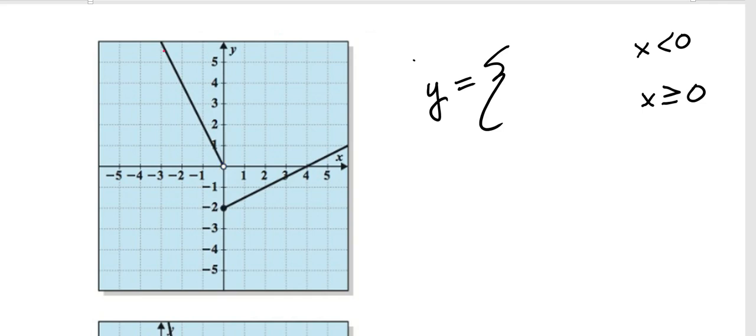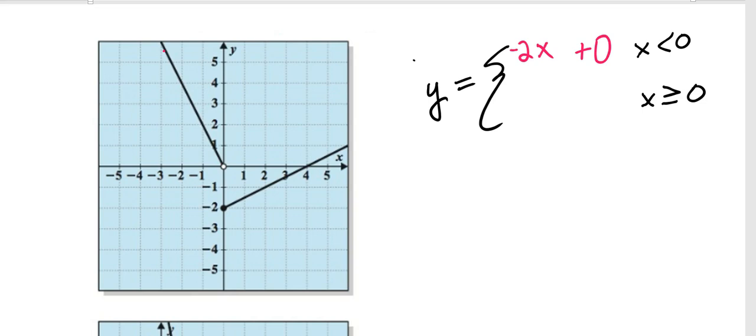So we're going to write the equation for our left line and then the equation for our right line. The equation on our left has a y-intercept of 0. Our slope is going to be down 2 over 1, down 2, and then to the right 1. So our slope will be -2 over 1, or just -2. Okay? Now let's write the equation for the line on the right.